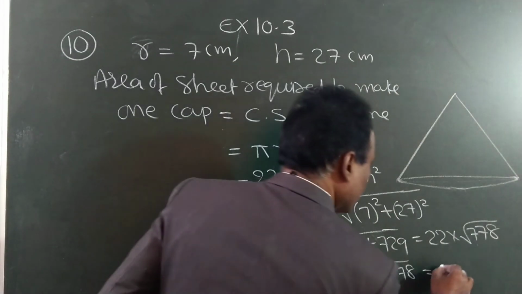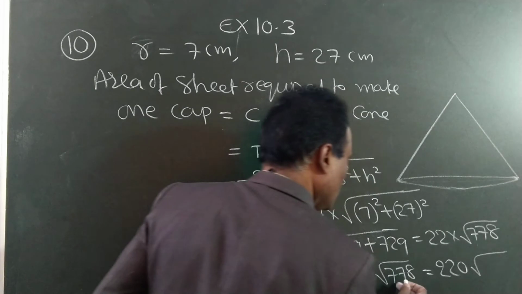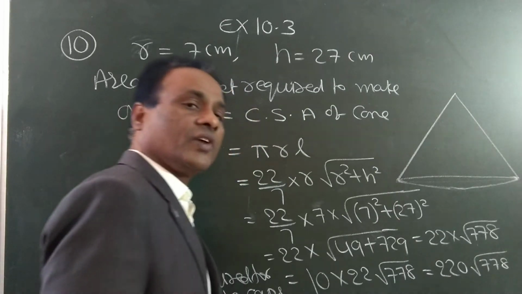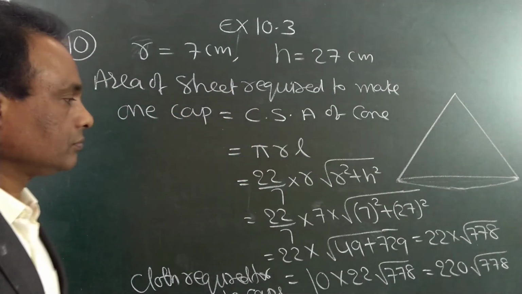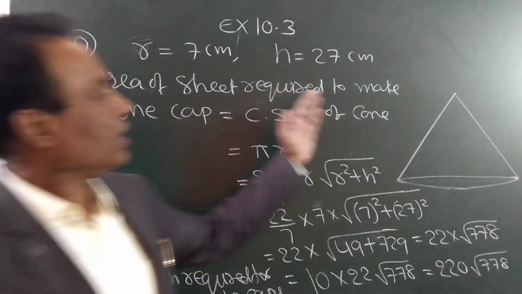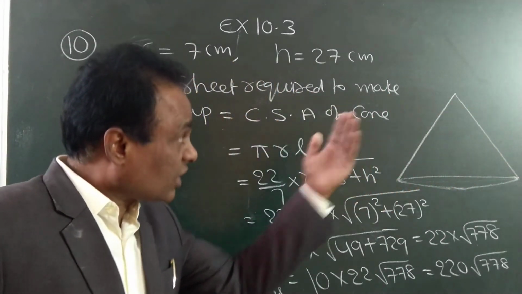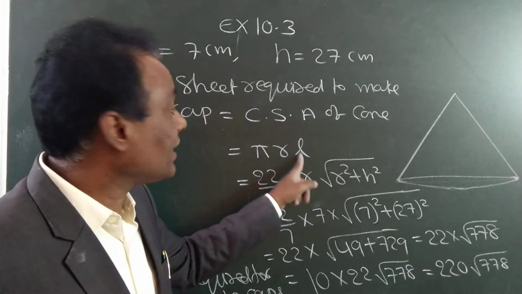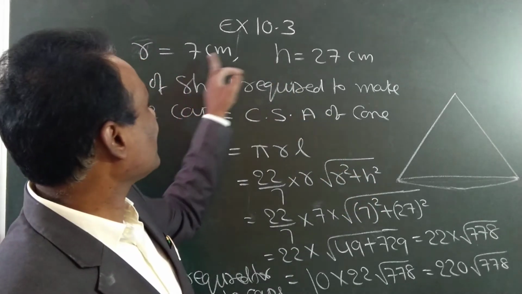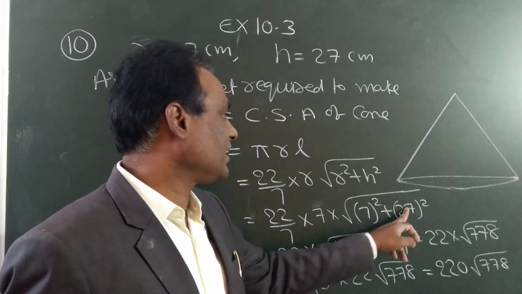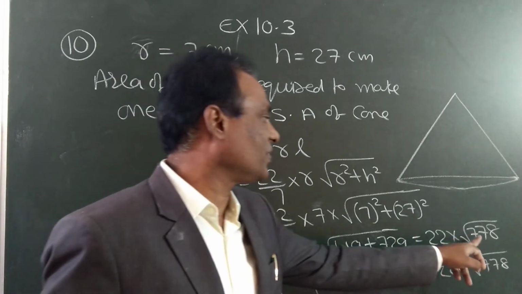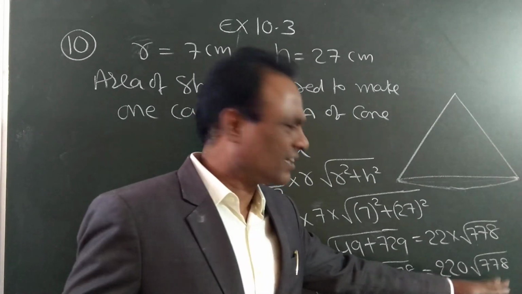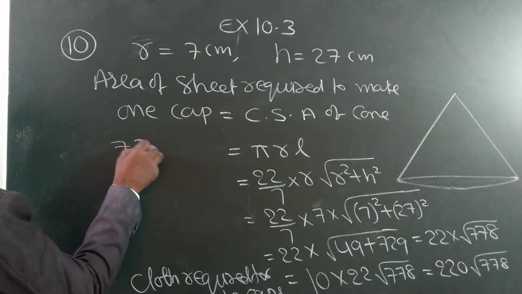10 into 22 is 220. Root 778 you have to find, then multiply with 220. That is your answer. So the cloth required for making the cap is pi r L. Pi is 22 by 7. R is 7. L is not given. L is equal to root of r square plus h square. 7 square is 49, 27 square is 729, plus 49 is 778. 778 is not a perfect square. You can leave it up to here, that is also correct. But if you find the square root of 778, you may get it like this.